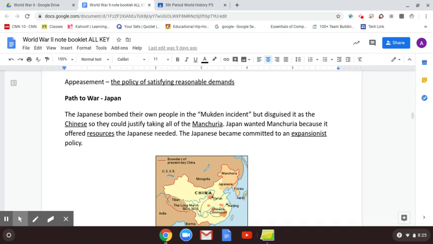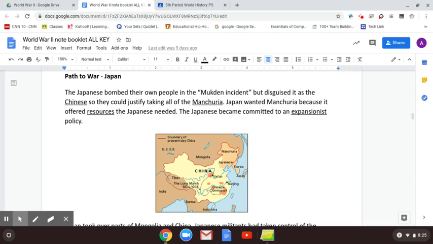Japan bombed its own people in the Mukden incident. It disguised it as the Chinese so they could justify taking all of Manchuria. So literally, they are bombing their own people, but they're doing it and acting like it was China who did it. This way, when they attack China, the people of their country feel like it is justified. So Japan wanted Manchuria because it offered resources Japan needed.